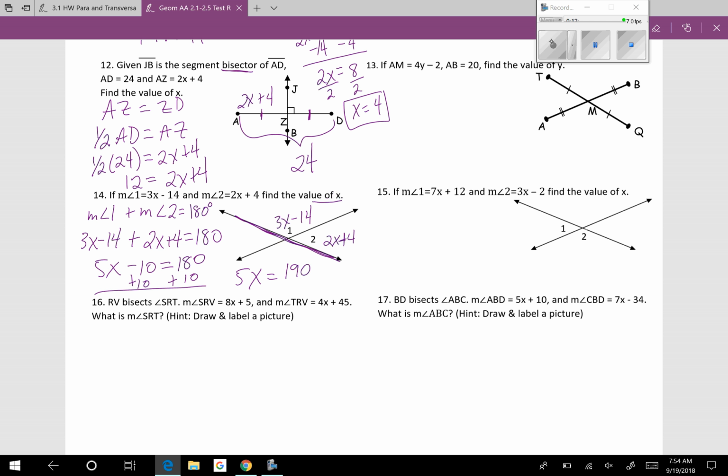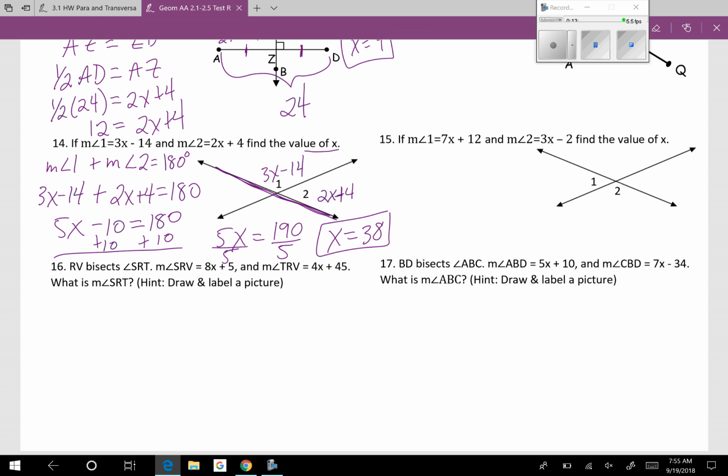And now our last step is to divide by 5. If you do 190 divided by 5, you will get 38. So x is 38. Now, they may ask you to find the actual measure of one of the angles. So what you would do with your x is plug it back in to whichever one they want you to find, and then work it out and find the actual number that it would be. So make sure that you're able to do that.